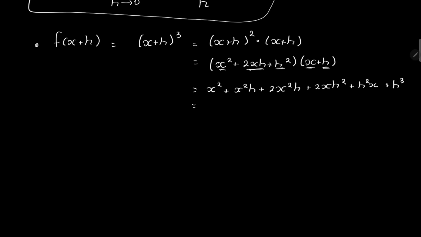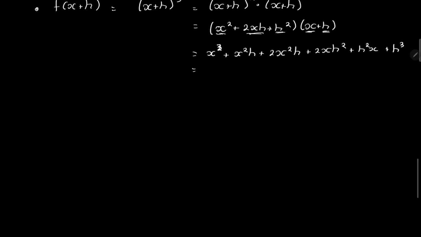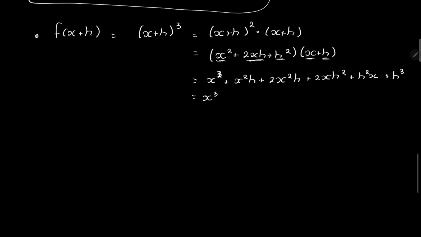Yes, cube, since x squared times x is x cubed, not x squared. So we are going to assemble like terms. We have first of all x cubed. Now our term x squared h, there's x squared h here and there's also x squared h. So those two are like terms. This gives us plus 3x squared h. We have 2xh squared and h squared x, which is the same thing as xh squared. So we have 2 and 1 here, which gives us 3xh squared, plus our last term h cubed.